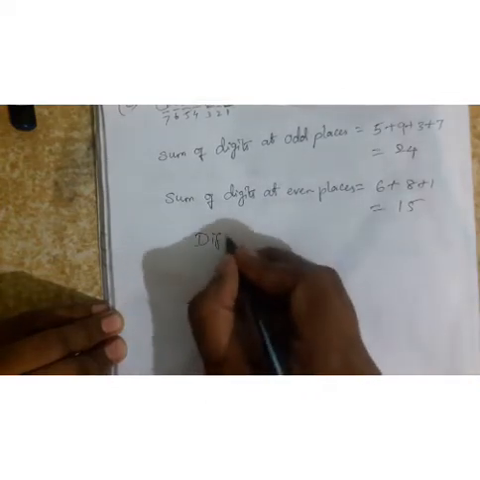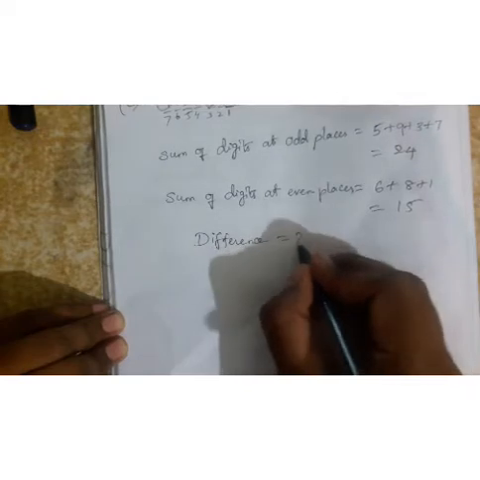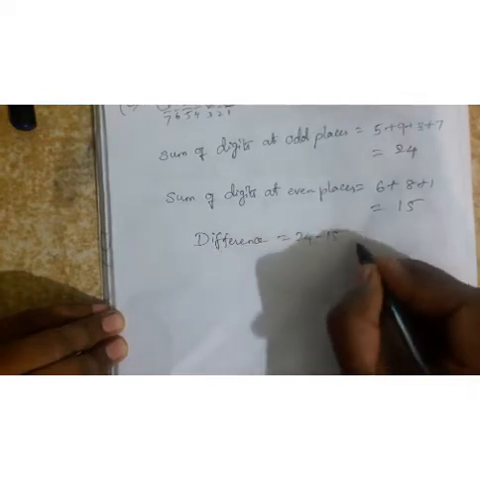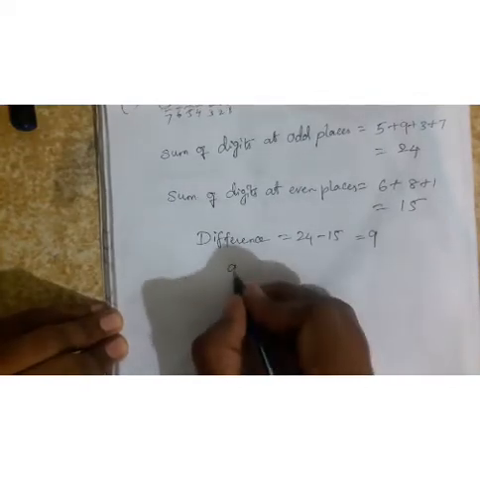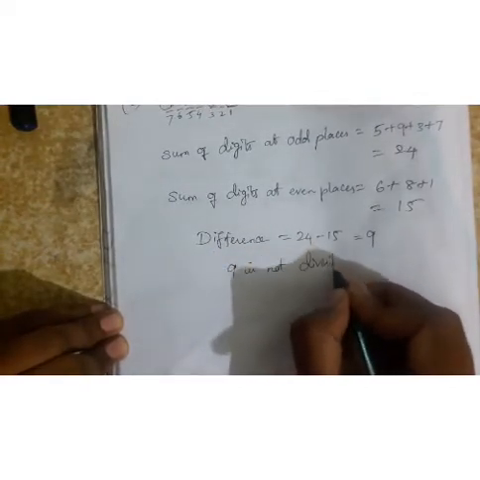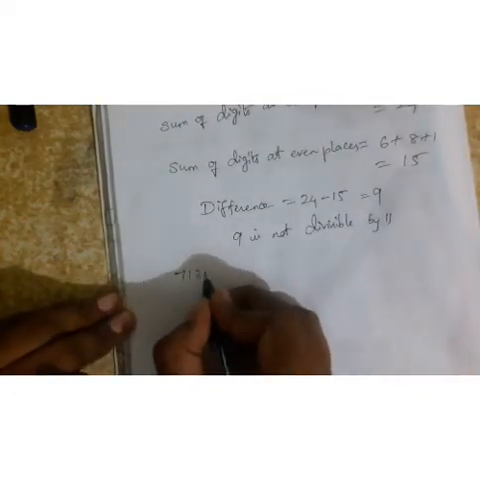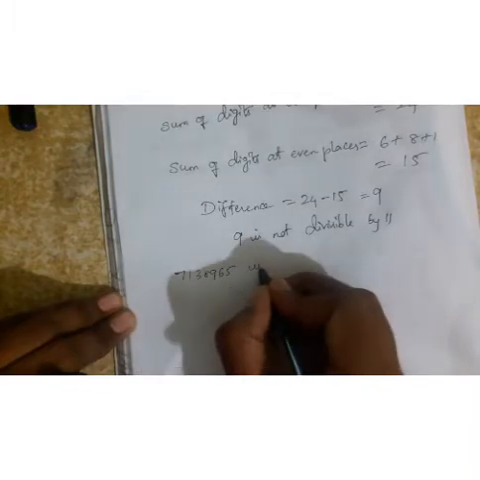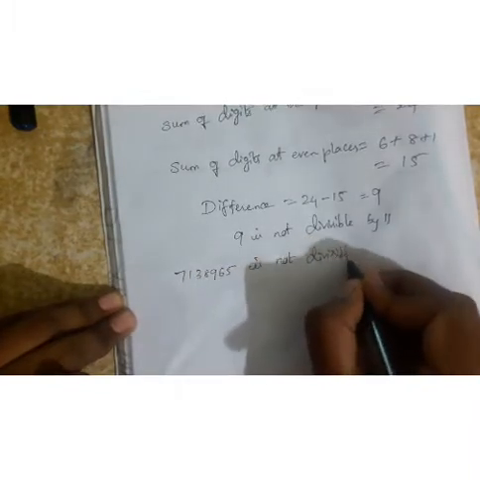Now find the difference between sum of digits at odd place and sum of digits at even place. So 24 minus 15, we get 9. 9 is not divisible by 11. Hence 7138965 is not divisible by 11.